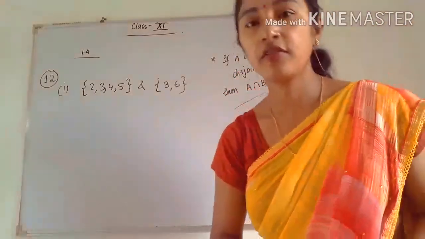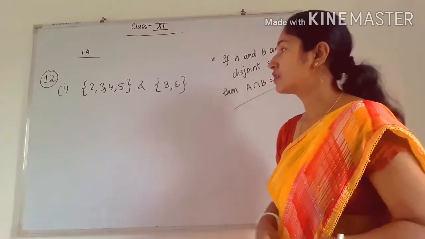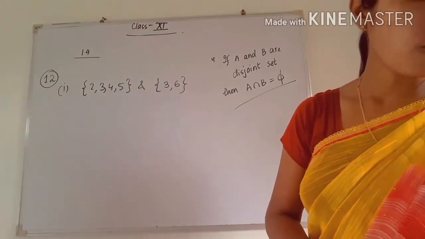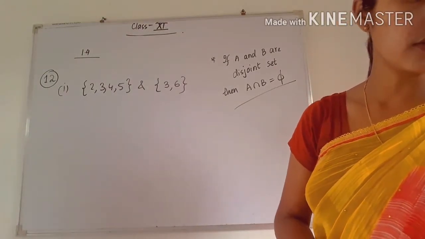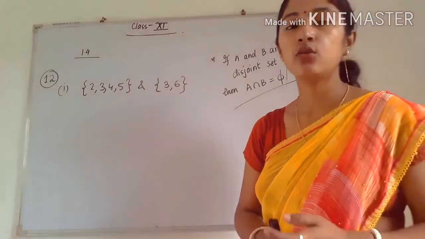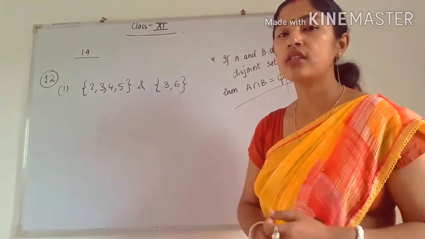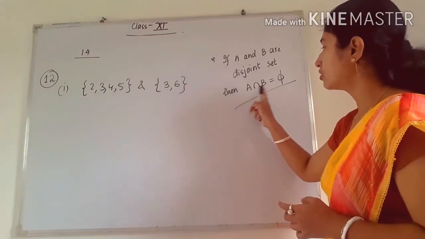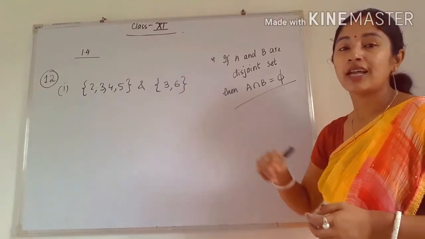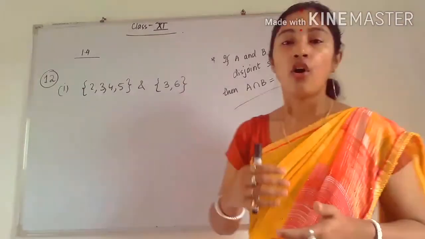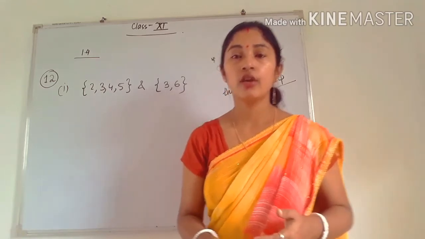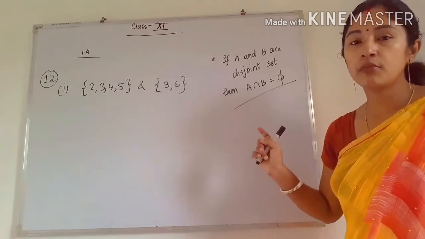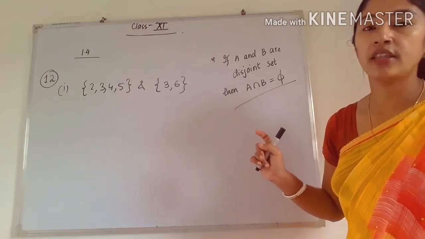The next question I have taken, question number 12. In this, the question is you have to state whether the following are true or false and justify your answer. So you have to check whether the two sets are disjoint or not. What is the meaning of disjoint? The meaning of disjoint is the intersection of two sets will be empty. That means there is no connection of one set with the other set. So A and B are called disjoint if A intersection B is equal to the empty set.